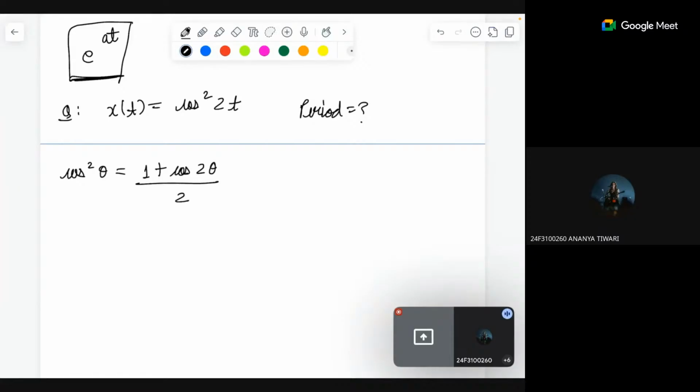T is equal to pi. It's actually pi by 2. Yes, Jay, you are right. Okay, so now let us solve it.